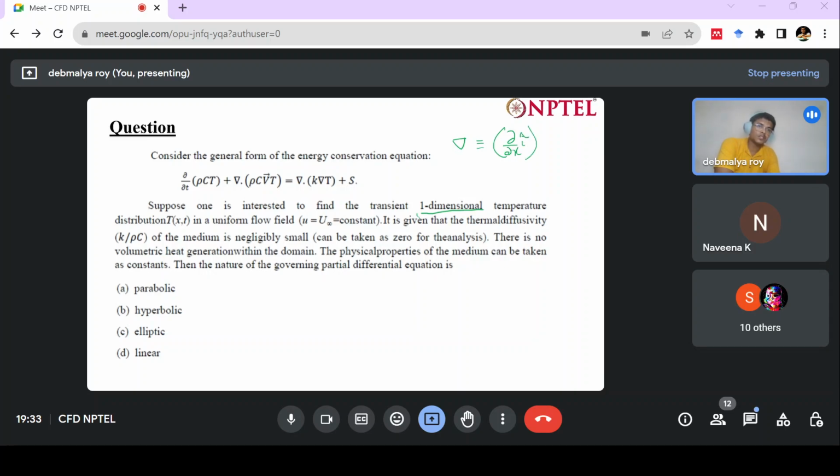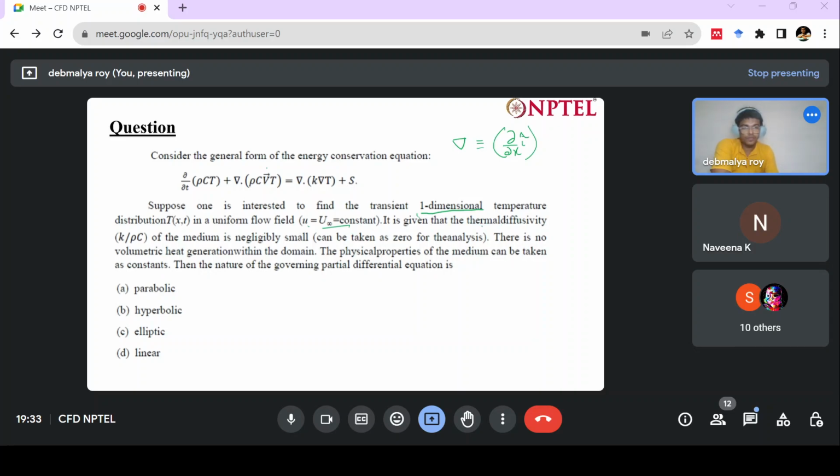So this becomes this. If it is two-dimensional, then we will also have this del del y, three-dimensional del del z as well. But this simplifies our problem a lot. What else is given? A uniform flow field is there, so this velocity vector will be constant.